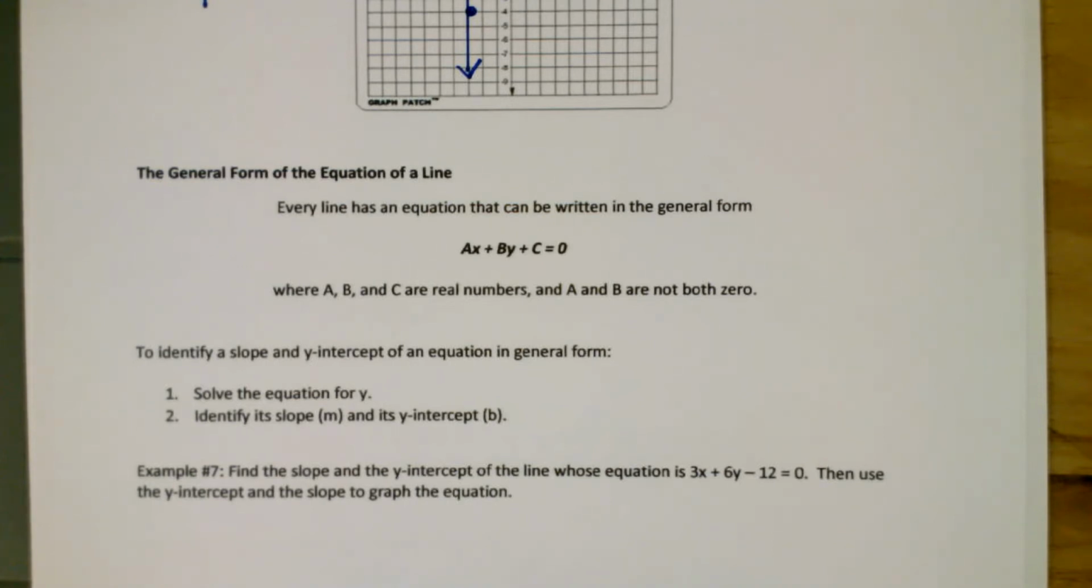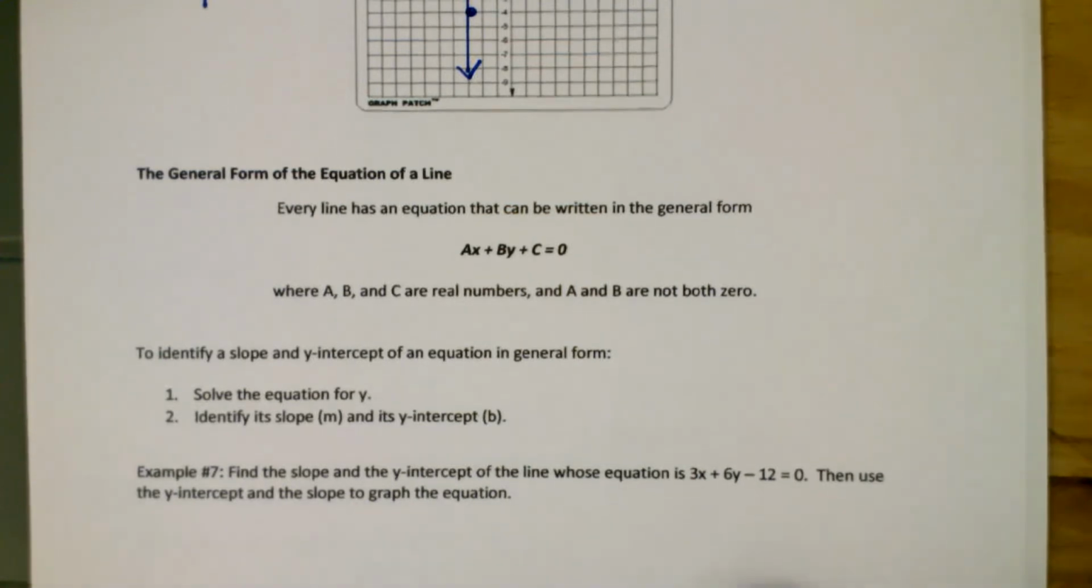Now, to identify a slope and a y-intercept of an equation that's written in general form, the first thing you have to do there is solve the equation for y. In other words, you'll have to move terms over to the opposite side to get y by itself. Once you do that, it will be written in slope-intercept form. That way you can identify the slope and the y-intercept, and that will give you the information you need to graph that linear equation.